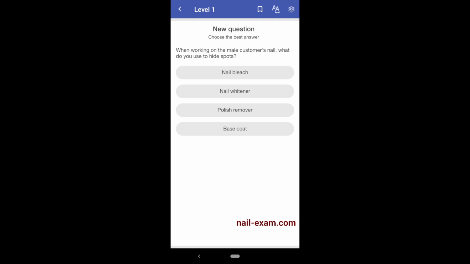When working on the male customer's nail, what do you use to hide spots? Answers: A. Nail bleach. B. Nail whitener. C. Polish remover. D. Base coat. The answer is B.